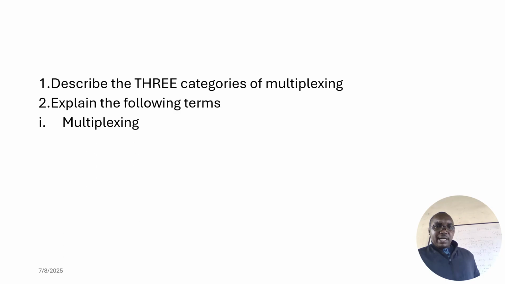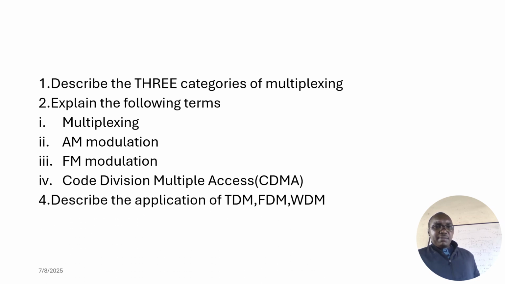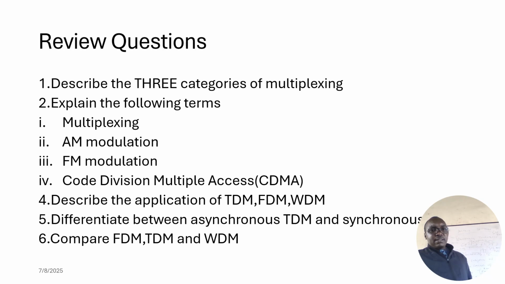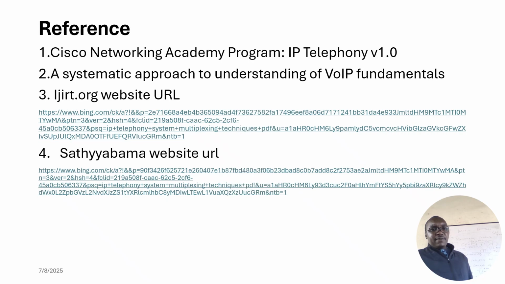So I wanted to assign you some work. You need to describe the three categories of multiplexing and explain the terms multiplexing, AM modulation, FM modulation, and code division multiple access. Then describe the applications of TDM, FDM, and WDM. Then compare FDM, TDM, and WDM. Then also differentiate asynchronous TDM and synchronous TDM. So those are your review questions. I've given you some references, you can check them.